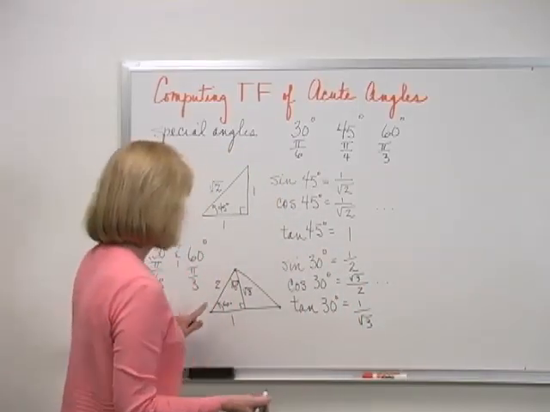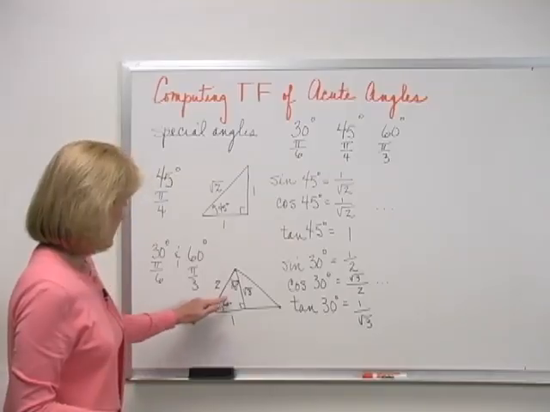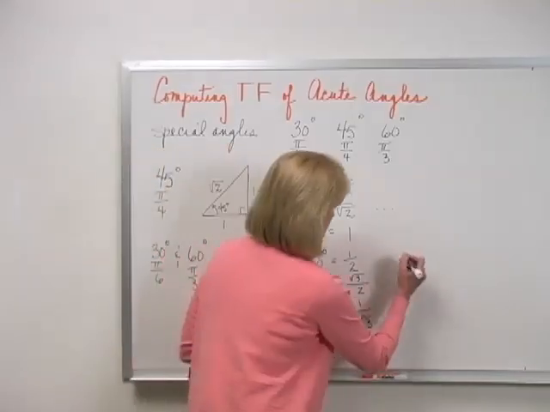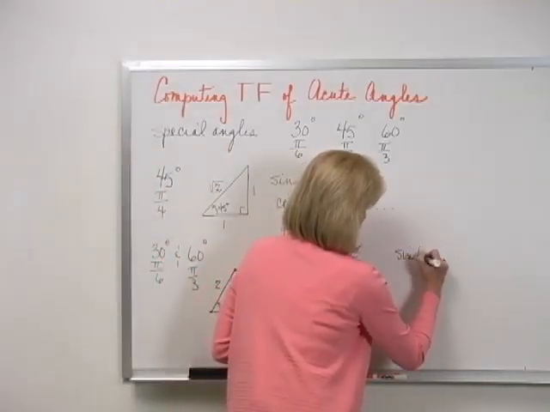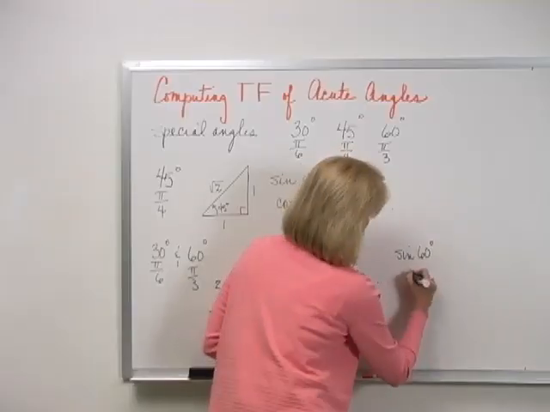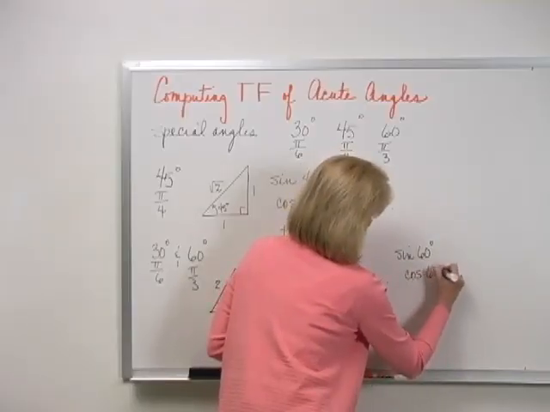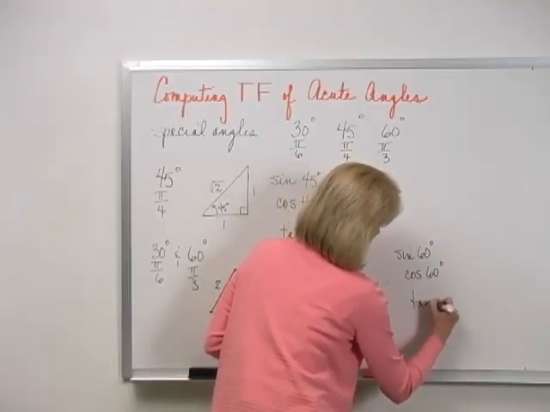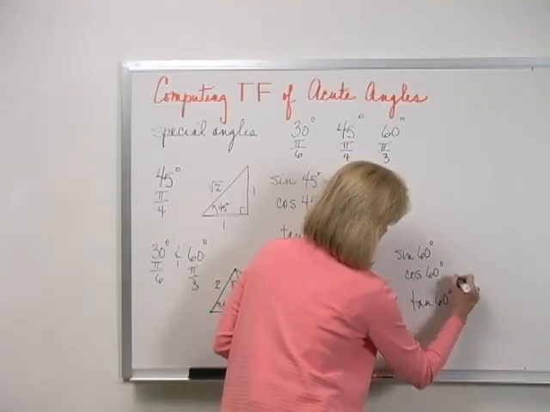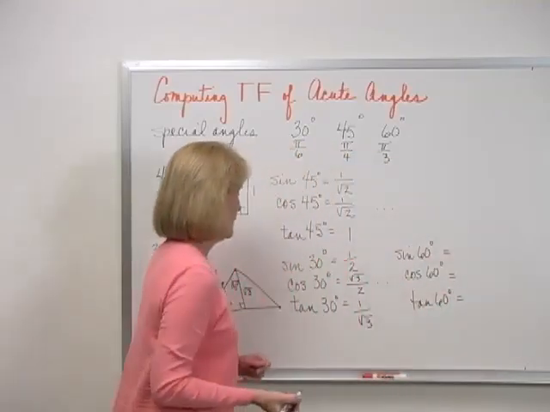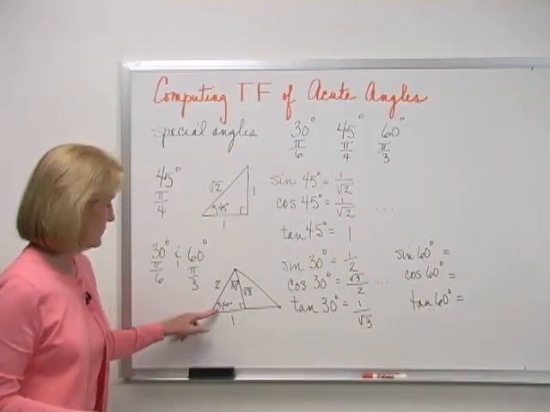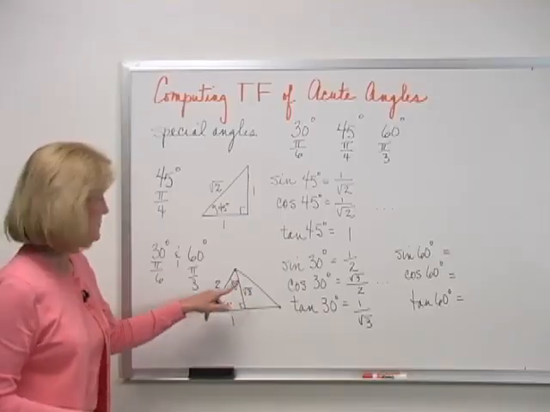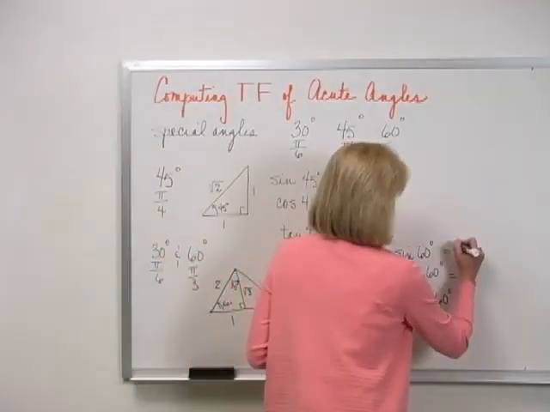All right, now let's read the trig functions of the 60-degree angle. So we want the sine of 60, or pi over 3. We want the cosine of 60 and the tangent of 60. Okay, the sine is going to be opposite over hypotenuse.